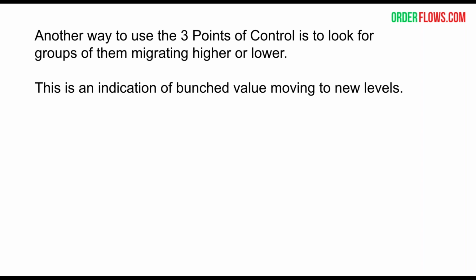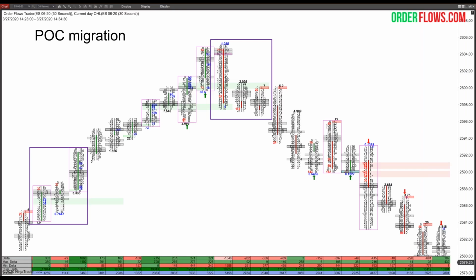Another way to use three points of control is to look for groups of them migrating higher or lower. And what that is, it's an indication of value moving higher or lower. So like I said, generally points of control aren't always bunched together, right? They'll be a little bit spread out. If you're looking at three of them, point of control one will appear somewhere, then the second and third can appear anywhere. It really depends on the bar.